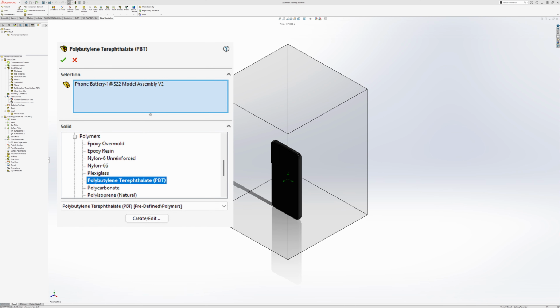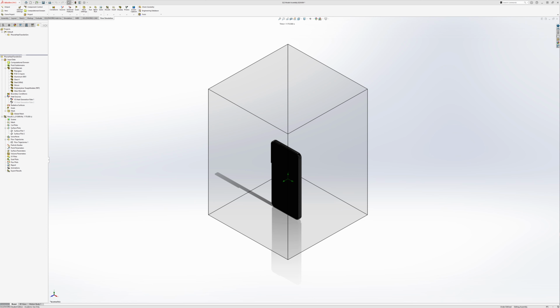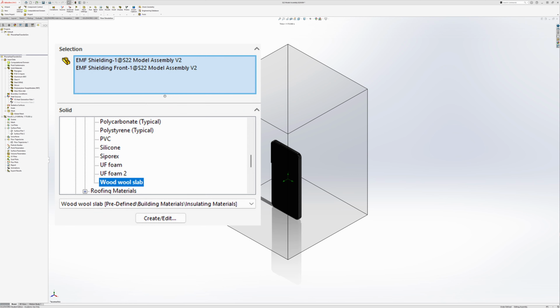We have PBT for the battery, which is the closest enough in thermal conductivity that we could find to lithium ion. Lithium ion was not actually an option when going through these. And then for our EMF shielding, we went with the wood wool and slab, which seems to give us the best thermal conductivity that we could find as compared to what it actually is.